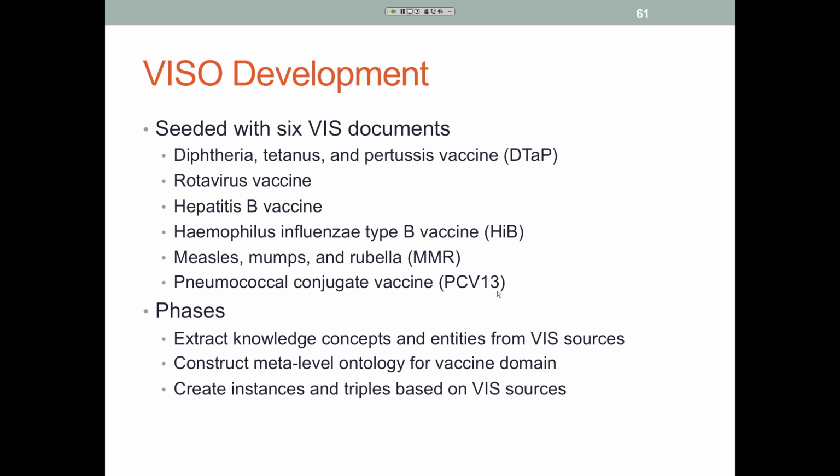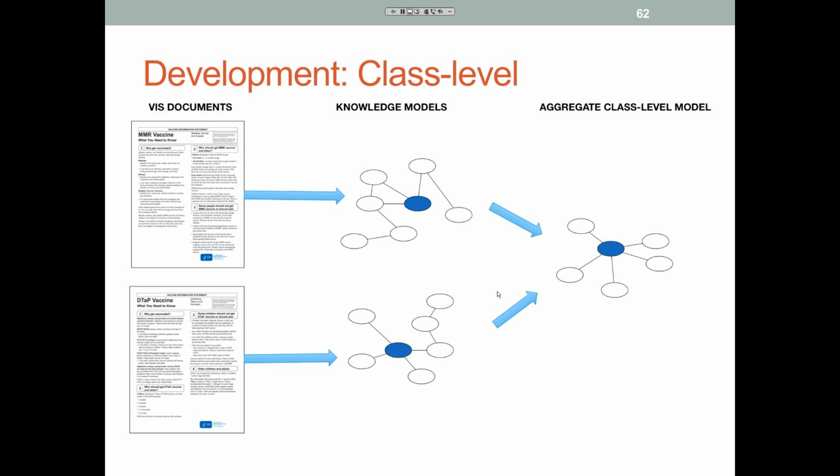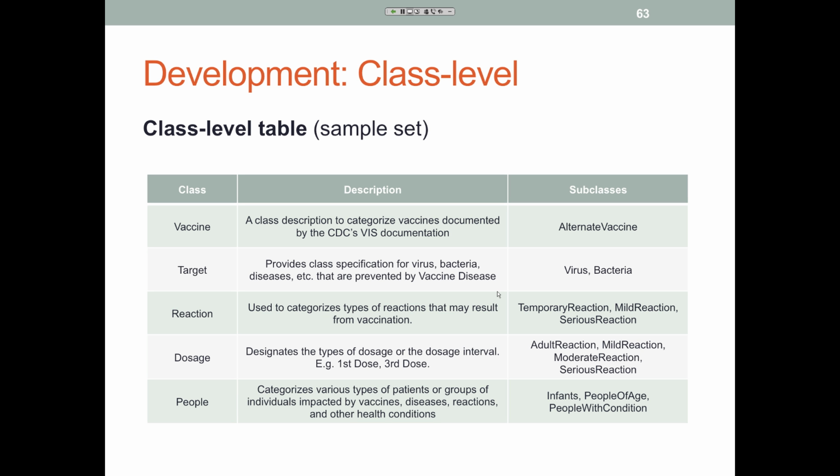So basically, there are 3 steps. First, we want to extract knowledge, concepts, and entities from these sources, and then we do conceptualization. We construct meta-level ontology, concepts and properties for the domain, and then we create instances. First, this is a concept model for each statement. We would extract concept models, and then we aggregate all the 6 statements. And here are some sample classes and subclasses.